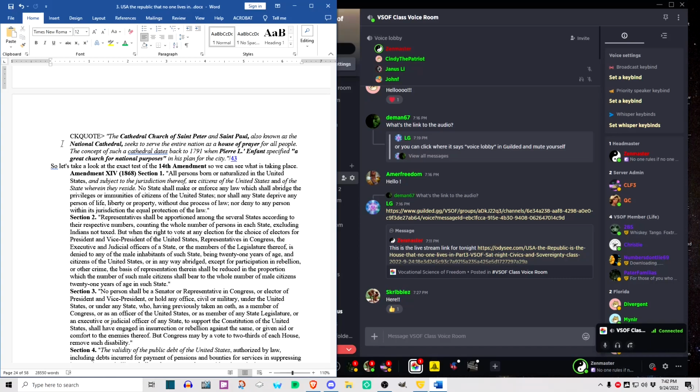Section 2, quote, representatives shall be apportioned among the several states according to their representative numbers, according the whole number of persons in each state, excluding Indians not taxed. But when the right to vote at any election for the choice of electors for President and Vice President of the United States, representatives in Congress, the executive and judicial officers of a state, or the members of the legislature thereof, is denied to any of the male inhabitants of such state, being 21 years of age, and lowercase c citizens of the United States, or in any way abridged except for participation in rebellion or other crime, the basis of representation therein shall be reduced in the proportion in which the number of such male citizens shall bear to the whole number of male citizens 21 years of age in such state.